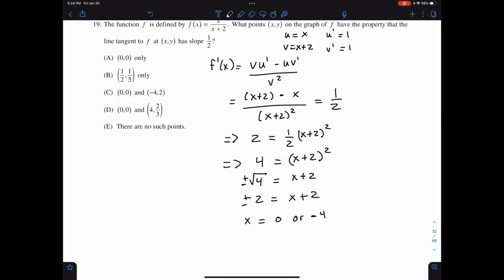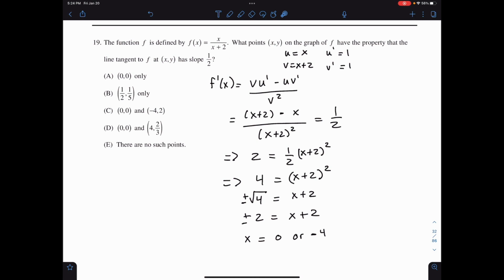And I find that there are two solutions, or there's one solution that has those x values, which is C. And just to make sure everything comes out right, if I plug in x equals 0 into my f of x equation, I do get 0, so the point (0, 0) exists. And then when I plug in negative 4 for x into this equation, I have negative 4 over negative 4 plus 2, which is negative 4 over negative 2, which is equal to 2. So the math checks out, and my answer is C.